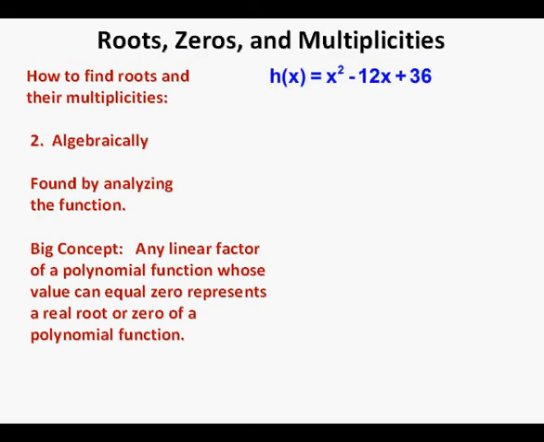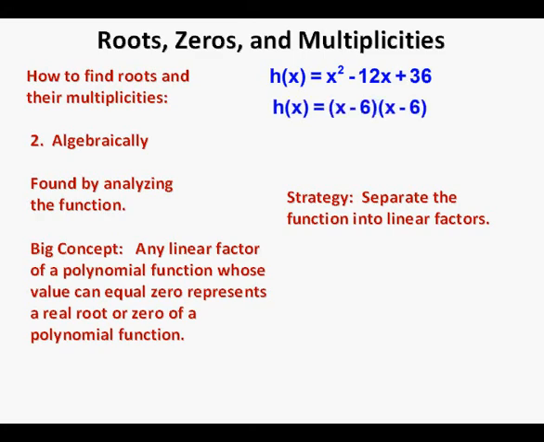Now let's look at this function. h of x equals x squared minus 12x plus 36. It's not readily apparent what the roots or zeros are for this function, but the strategy for finding the zeros of quadratic trinomials and other polynomials as well algebraically is to separate the functions, if possible, into separate linear factors. When we have separate linear factors, we can figure out the root or 0 of each of the linear factors.